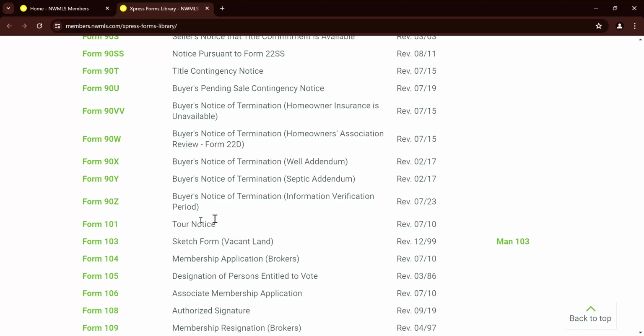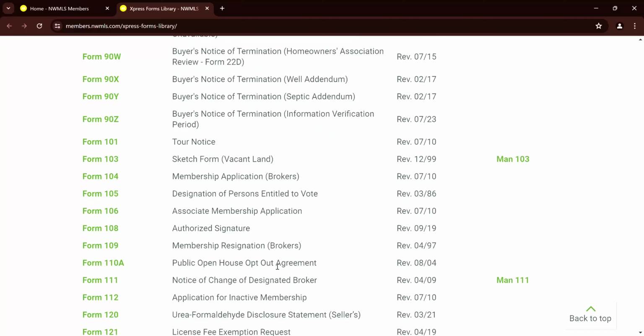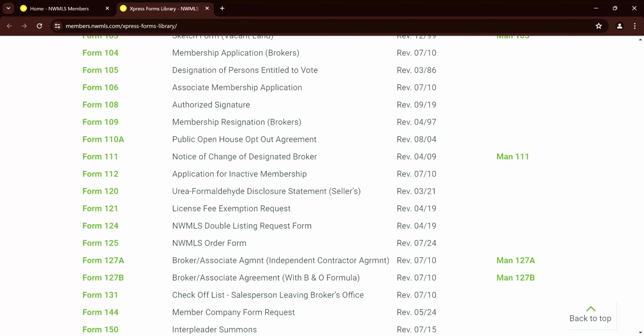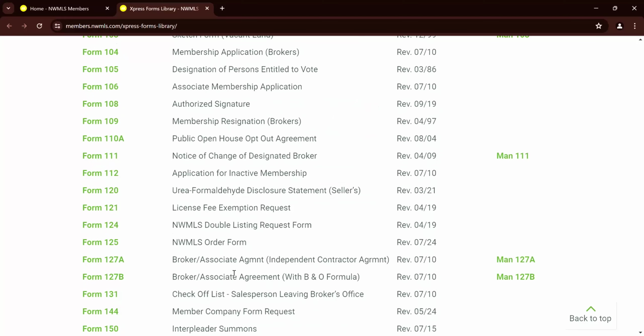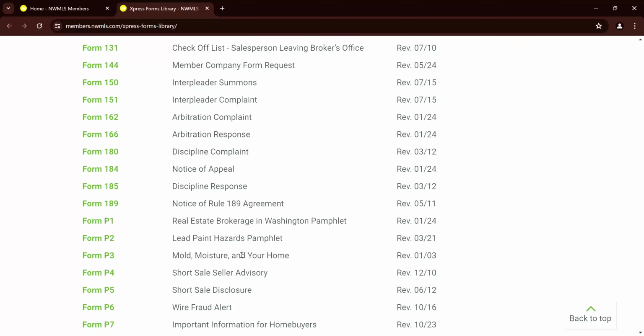101, this is the tour note. All right, so we're done with the 90s. That's it, you guys. Everything else is pretty much different things for public open house options and agreements. We really don't go through any of these independent contractor agreements, interplead, and all the other stuff. This is more internal type of stuff.